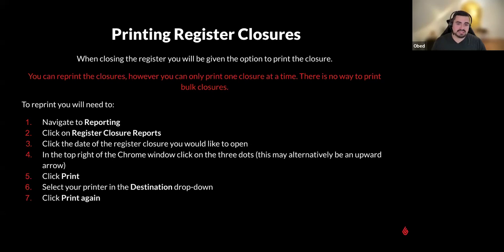Something to note is that you can only print one closure at a time. Currently, there's no way to bulk print every closure that you have. So if you want to reprint, you can go to reporting, register closure reports, and then you can click on the closure itself, and you'll have the option to print.